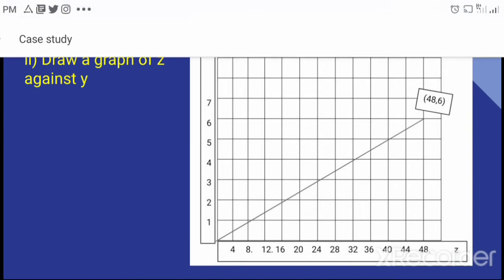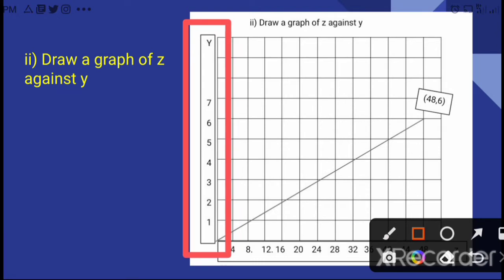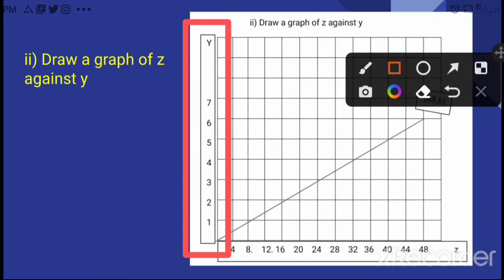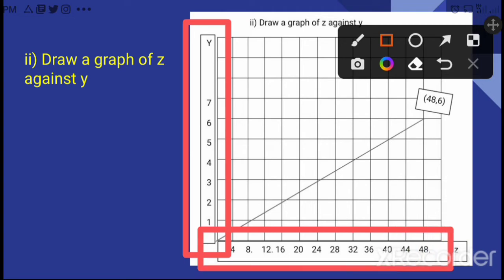And I have written the values of y starting from 1, 2, 3, 4, 5, 6, 7. The value of y which is given in the question is 6, and the value of z is given in the question, 48. So I have written the values of z on the x-axis, and the values of y on the y-axis.